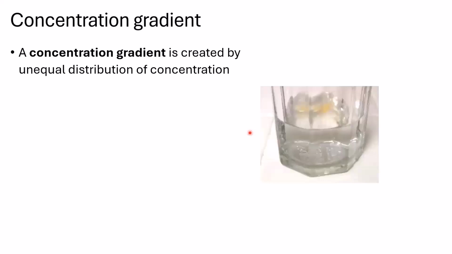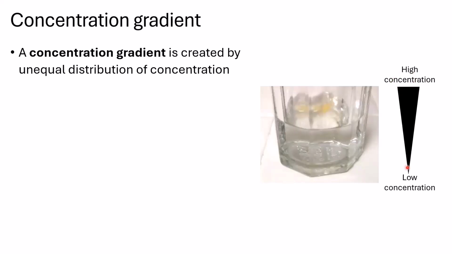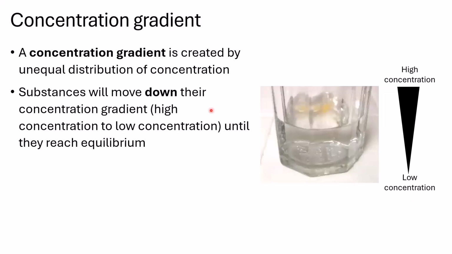The direction of the concentration is often represented by a triangle, with the base representing high concentration and the tip representing low concentration. Over time, substances will naturally move down their concentration gradient, which means that they move from an area of high concentration to an area of low concentration. This continues until equilibrium is reached, which is when the concentration is equally distributed.